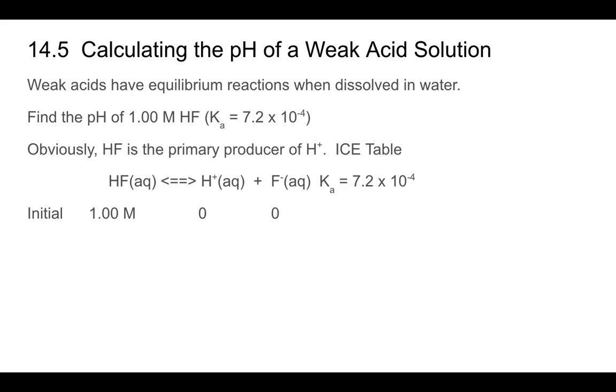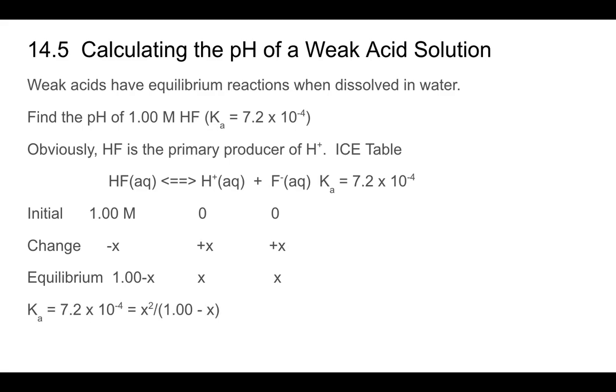So here's my ice table. HF makes H plus plus F minus. The initial molarity before the reaction shifts to the right to reach equilibrium is 1 molar HF, and 0 for the H plus and F minus. The change is going to be that the HF is going to go down by X, and the H plus and the F minus are going to go up by X, giving us an equilibrium value of 1 minus X for the HF, X for the H plus, and X for the F minus.